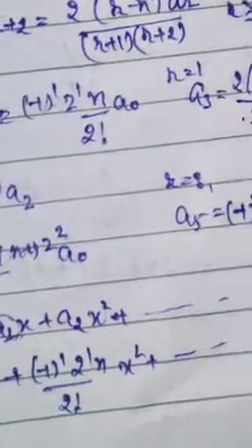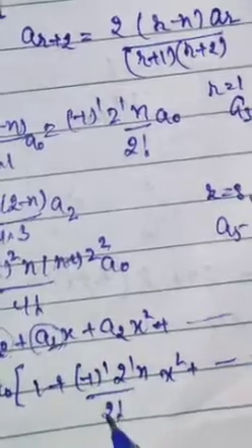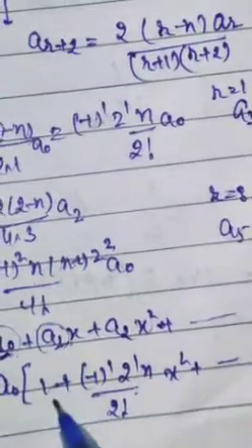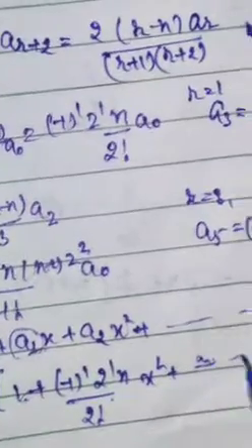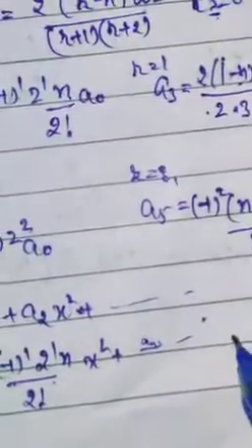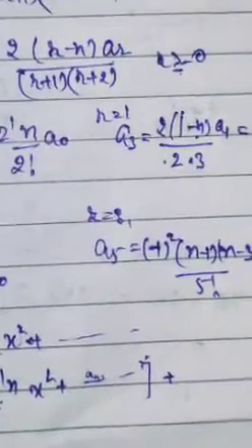You have to put the value of A2, A0, A2, A4. Now the next values are A4, A6, and so on, the even terms. And the coefficients of A1 contain the odd terms only.